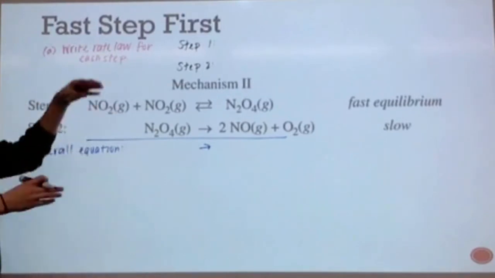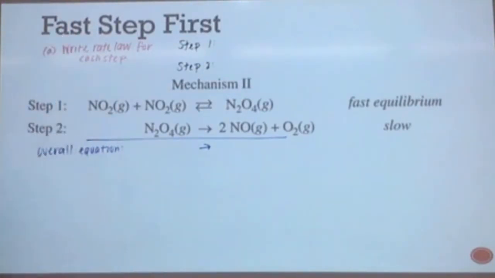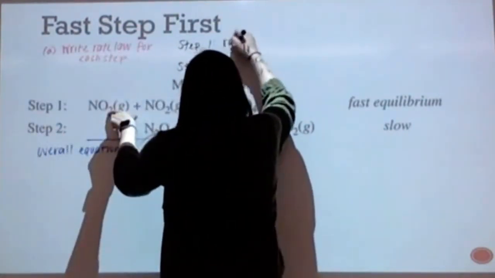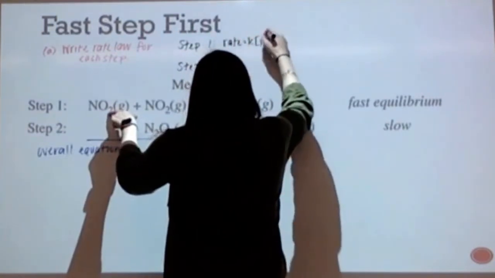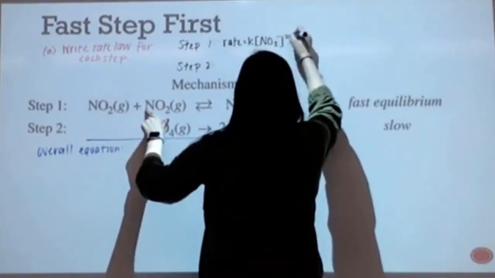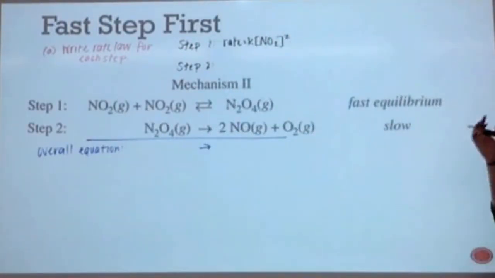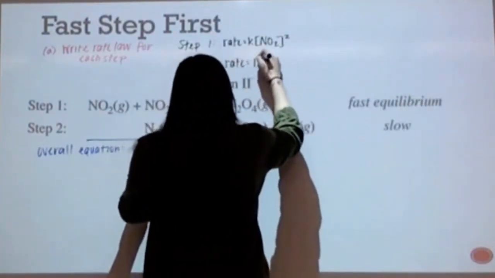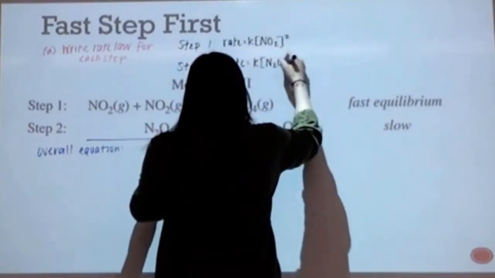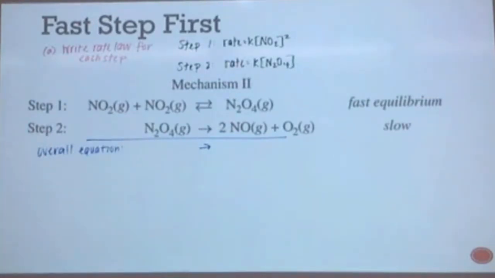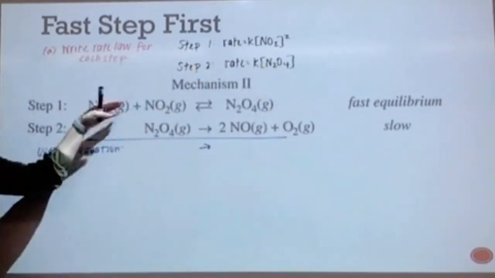Intermediates can be in an individual step's rate law. So for step 1, if I want to write the rate law, rate equals K, I have 2 NO2s. So I'm just going to do NO2 squared. That's step 1. Step 2, I want to write the rate law for step 2. Rate equals K times the concentration of N2O4. That's the rate law for step 2. That is okay as an individual step's rate law. It just wants us to look at each one.